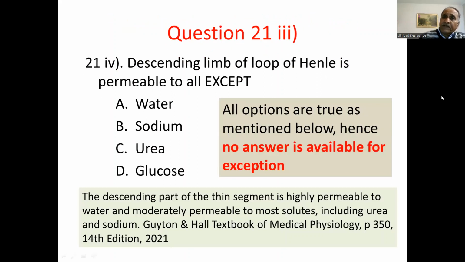Descending limb of loop of Henle is permeable to all. It is maximally permeable to water. It is moderately permeable to sodium and urea and other solutes, and glucose. Therefore, this question does not have an answer. One can take up this issue.